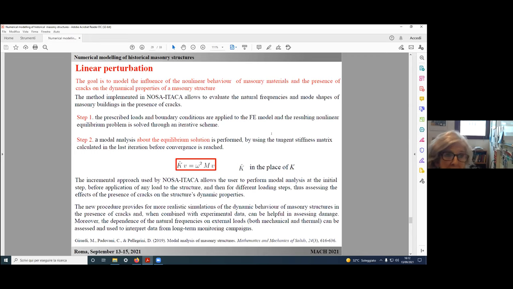So the latest applications and developments of NOSA Ithaca are motivated by the results seen before and are oriented towards structural health monitoring. So the goal of this study is to model the influence of the nonlinear behavior of masonry materials and the presence of cracks on the dynamical properties of a masonry structure. So we have implemented in NOSA Ithaca a linear perturbation approach.